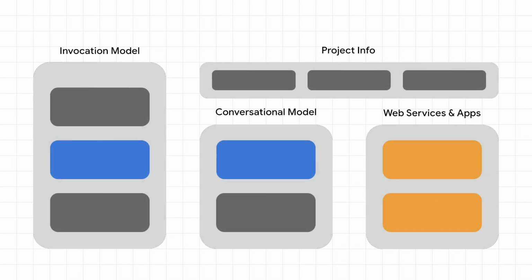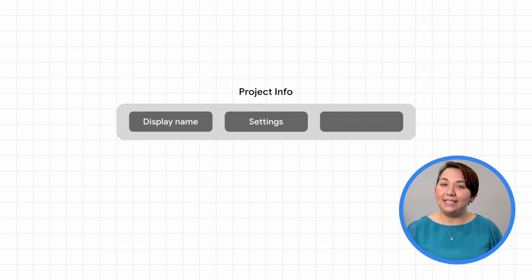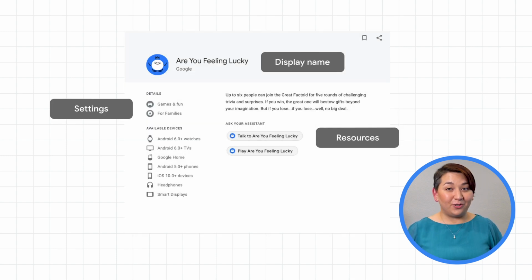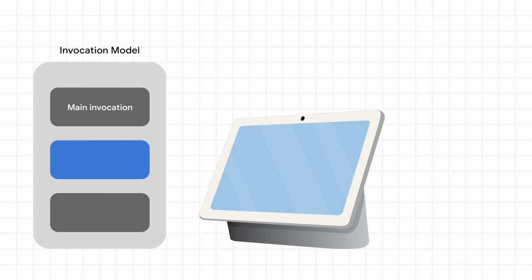Before you start building, let's go over what your Actions project contains. The Actions project consists of 4 major parts: project information, invocation model, conversation model, and web services and web app. First, project information defines metadata and resources for your project. Action on Google uses this to publish your actions to the Assistant directory so that users can discover and invoke them. Next is the invocation model, which is how your Actions project can be invoked through Google Assistant.